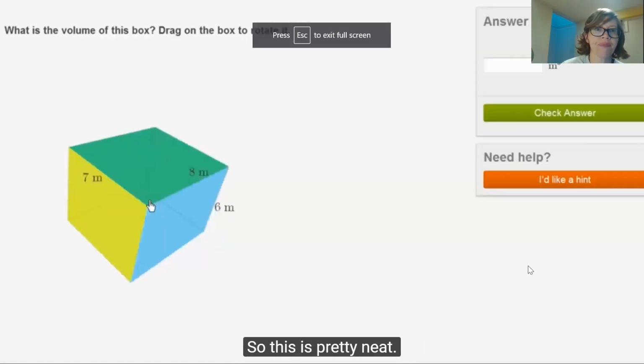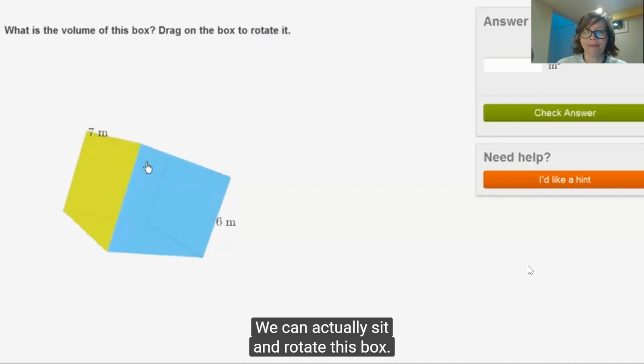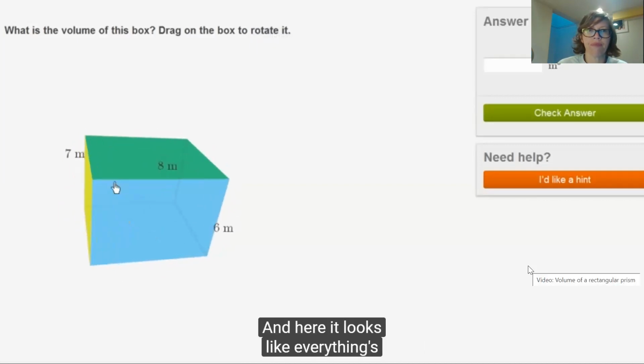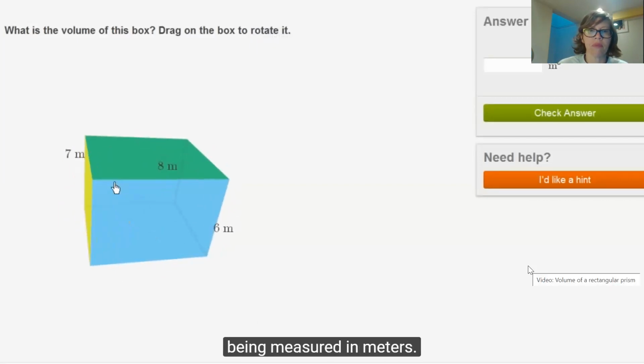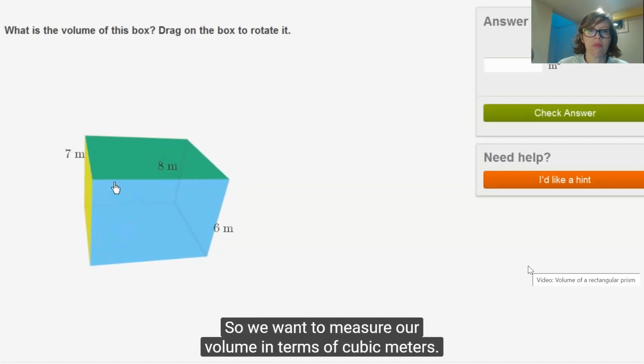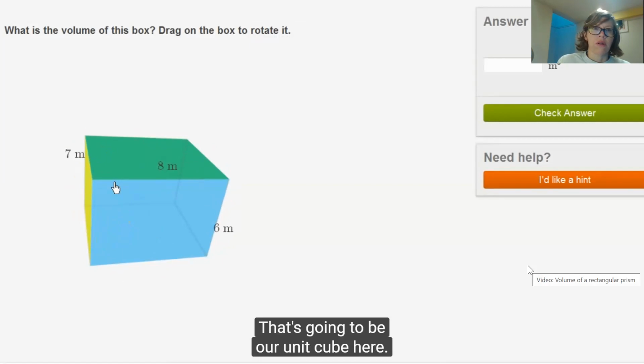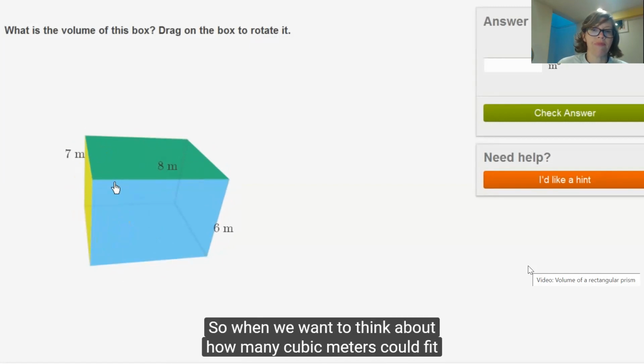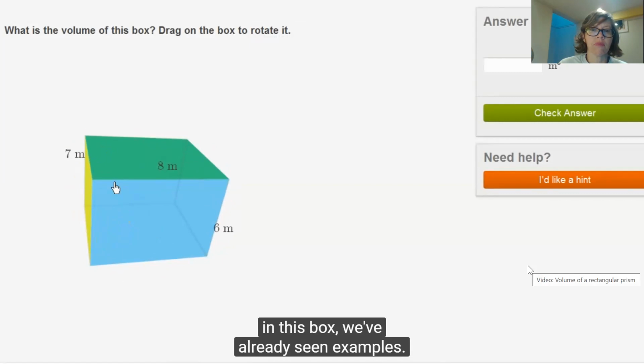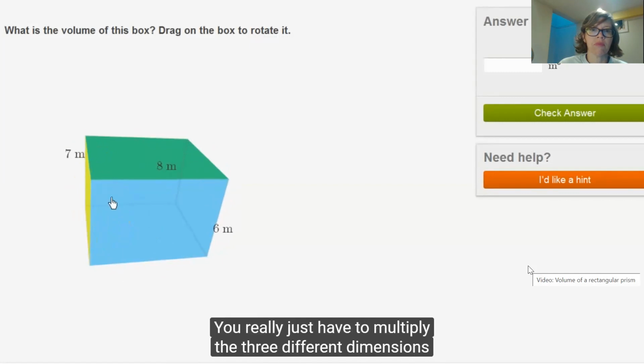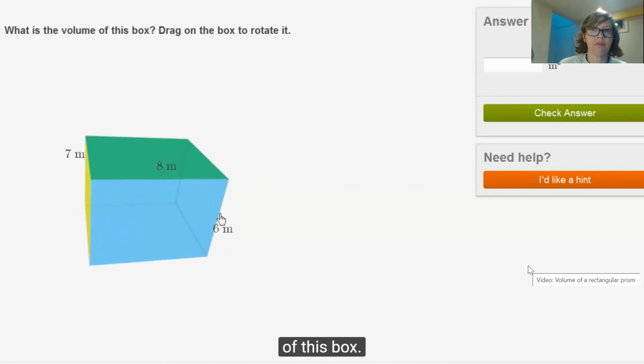So this is pretty neat. We can actually rotate this box. Here it looks like everything's being measured in meters, so we want to measure our volume in terms of cubic meters. That's going to be our unit cube here. When we want to think about how many cubic meters could fit in this box, we've already seen examples that you really just have to multiply the 3 different dimensions of this box.